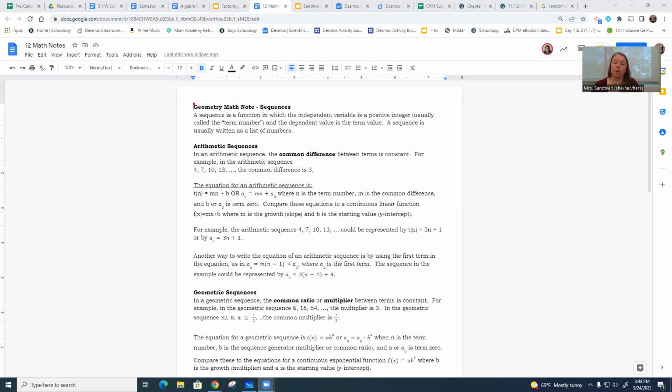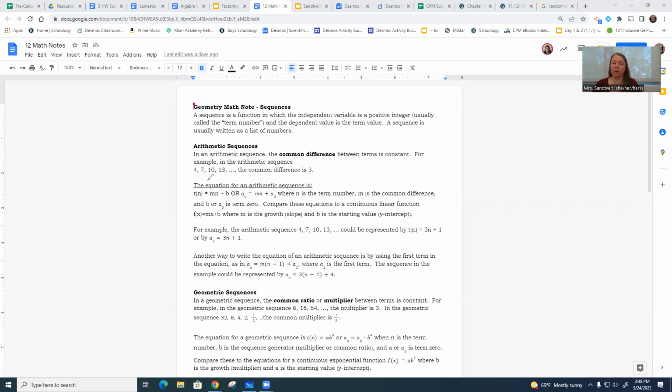First of all, in this math note, it says a sequence is a function in which the independent variable is a positive integer, usually called the term number, and the dependent value is the term value. The sequence is usually written as a list of numbers. For example, here's an example of a sequence: 4, 7, 10, 13. There's some sort of pattern going on.